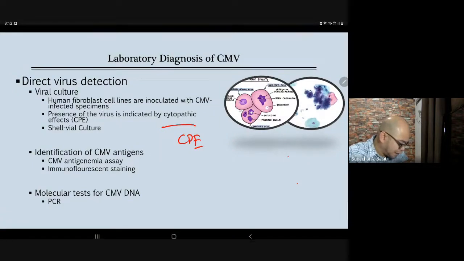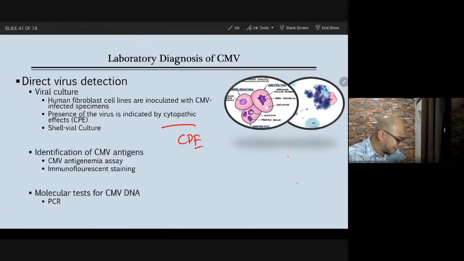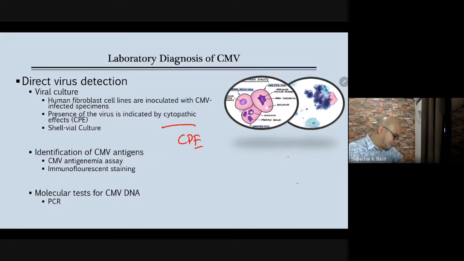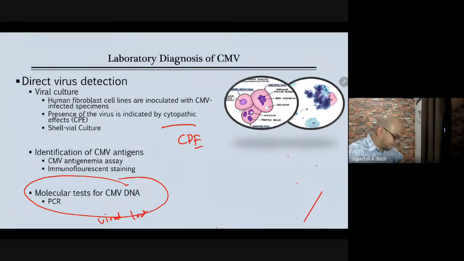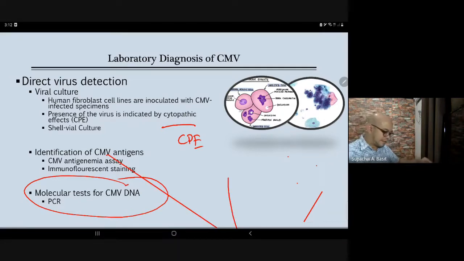So usually, this can be done through a shell vial culture. We can also identify the cytomegalovirus antigen. So we can do the CMV antigenemia assay, or the detection of antigen in the blood, or immunofluorescent staining. A molecular test for CMV DNA is also done through PCR. So this will determine the viral load.